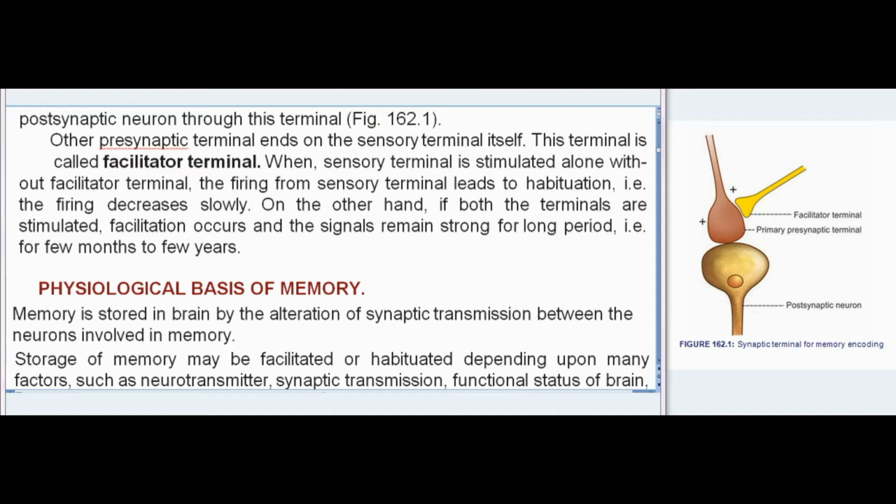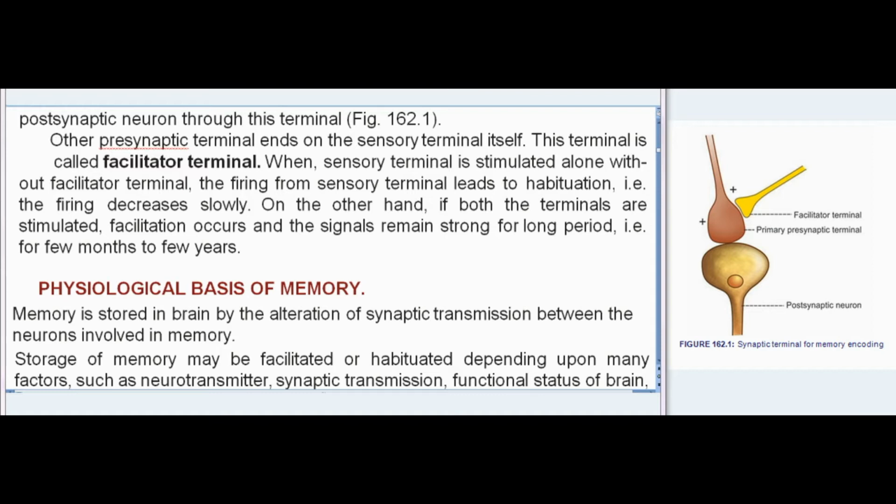When sensory terminal is stimulated alone without facilitator terminal, the firing from sensory terminal leads to habituation, i.e., the firing decreases slowly. On the other hand, if both the terminals are stimulated, facilitation occurs and the signals remain strong for long period, i.e., for few months to few years.